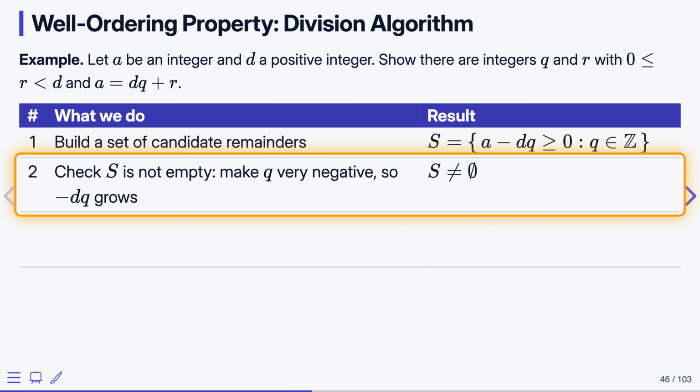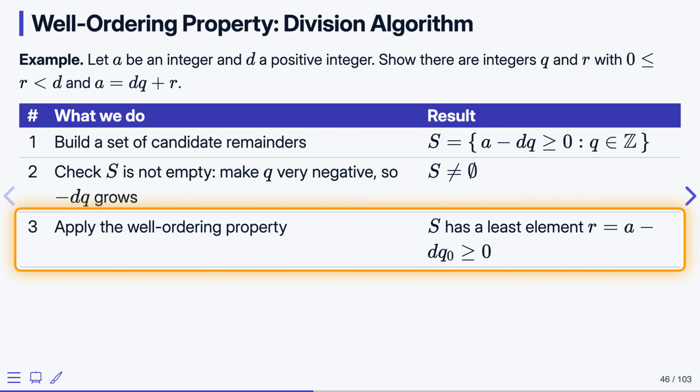Step 2. Check that S is not empty. Choose q very negative. Then minus d times q grows without limit, so a minus dq is certainly non-negative for some q. Step 3. Apply the well-ordering property. Since S is a non-empty set of non-negative integers, it has a smallest element. Call it r, equal to a minus d times q sub 0.